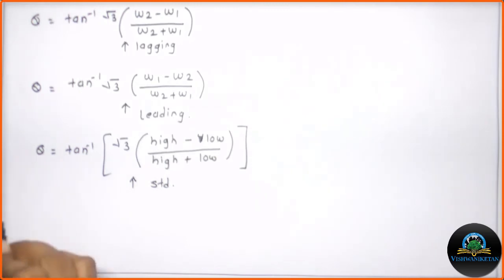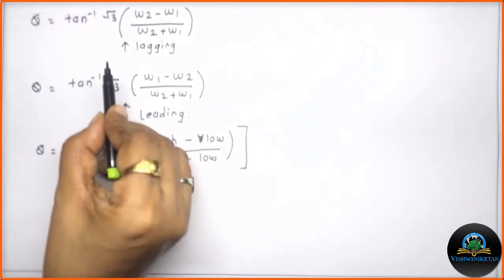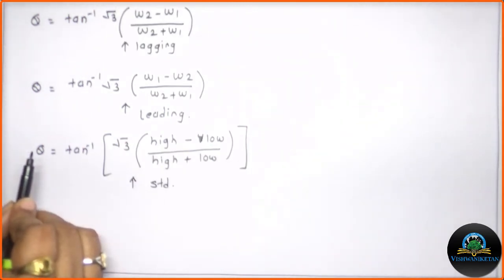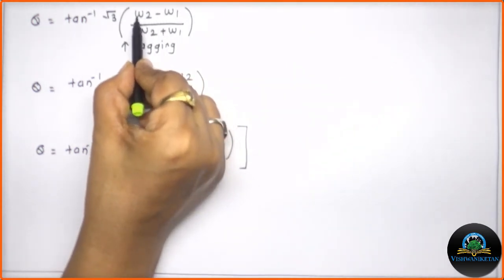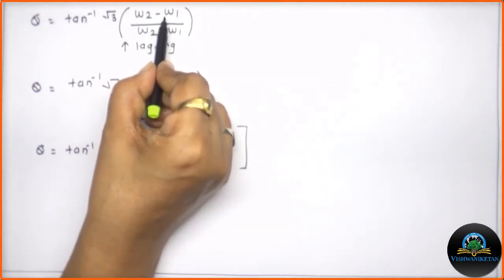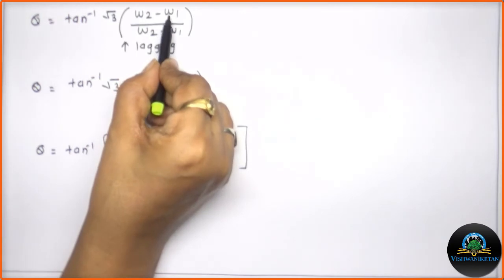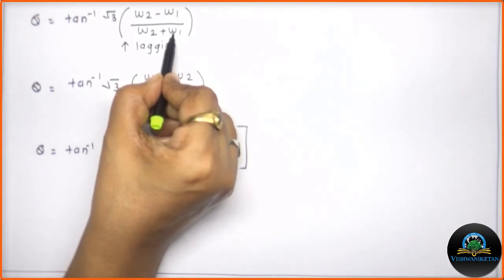Always remember that the wattmeter is not showing any negative reading. Now, in some problems, the values of W1 and W2 are given directly. But in some cases, they are just telling you that one of the wattmeter connections has been reversed. So in that case, for the lagging power factor, W2 will be as it is and W1 will be negative. So it will become W2 plus W1, and the denominator will be changed to W2 minus W1. That only we have to change.